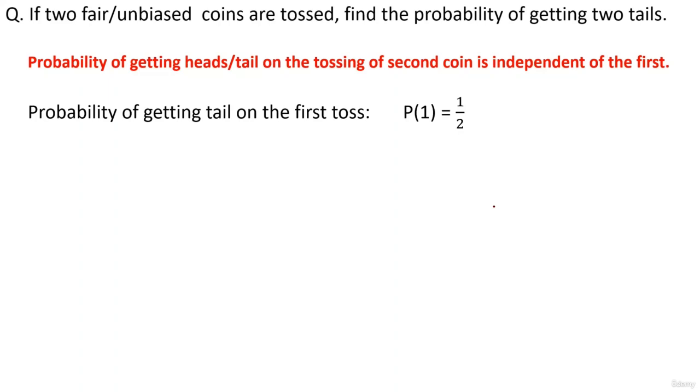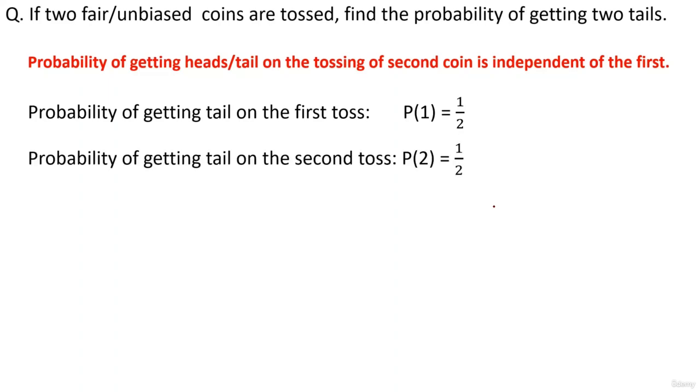So the probability of getting a tail on the first toss, we know, is 1 by 2. Two outcomes are possible, one is favorable. Similarly, when you tossed the second one, the probability is 1 by 2.